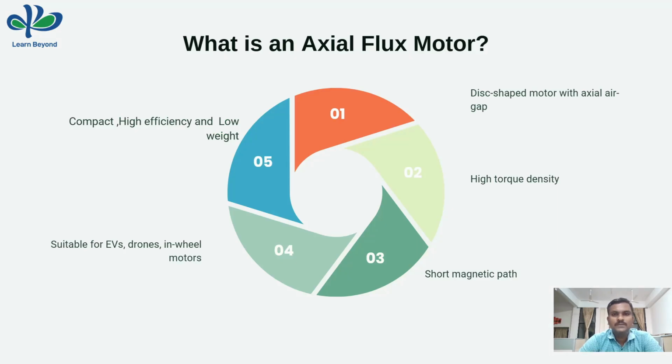So what is an axial flux motor? Actually, the axial flux motor has axial flux flow between the stator and rotor. The structure of the axial flux motor is like a disc-shaped structure. So it is like a stacked structure. We will have a stack of stators which will be parallel with the rotor. And this axial flux motor has a high torque density compared to a radial flux motor, and we have a short magnetic flux path between the stator and rotor. Normally this type of motor is suitable mostly for electric vehicle applications and drone applications. And the weight of the axial flux motor is very light compared to a radial flux motor.